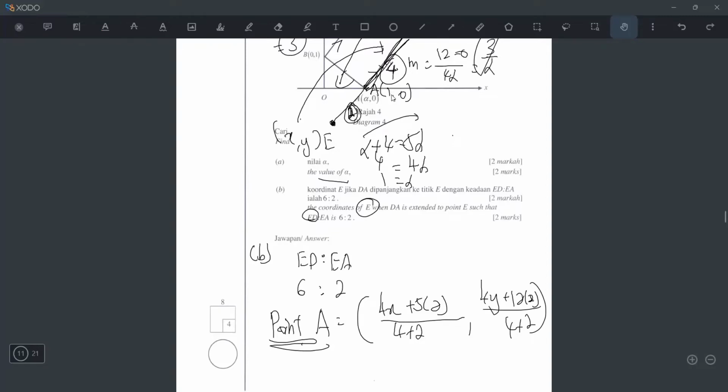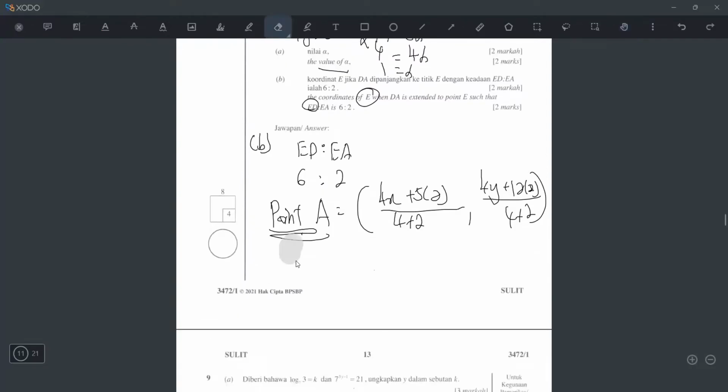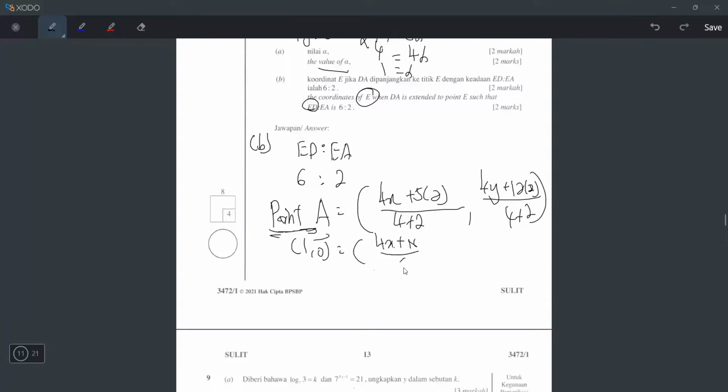And you know point A is (1, 0), right? So you can substitute it's (1, 0) equals to 4x plus 5 times 2 is 10 over 6, and 4y plus 24 over 6. And then you can compare side by side. X coordinate equals x coordinate. So 4x plus 10 over 6 equals to 1. So x equals to what? -1. And then 4y plus 24 over 6 equals to 0, because y coordinate equals y coordinate. So y equals to what? -4, I believe. No, -6.